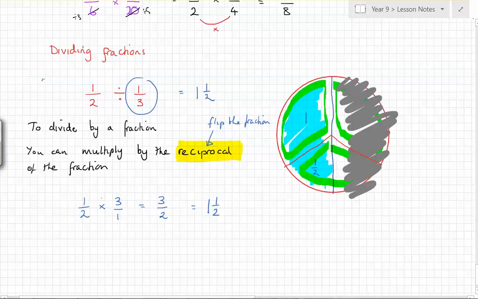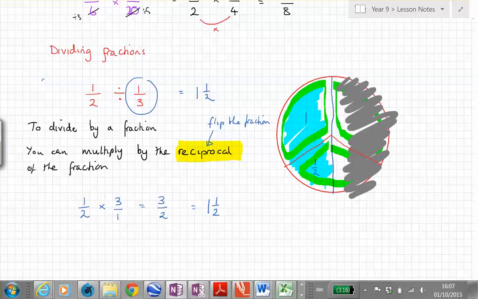Right, the reciprocal. So this is 1/3, but upside down. You notice how it is the second one. You don't swap the first one, you swap the second fraction. Why? Because it works that way. So you write this down. Flip the fraction.